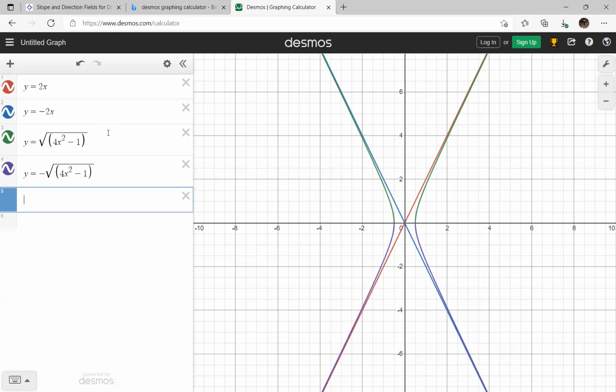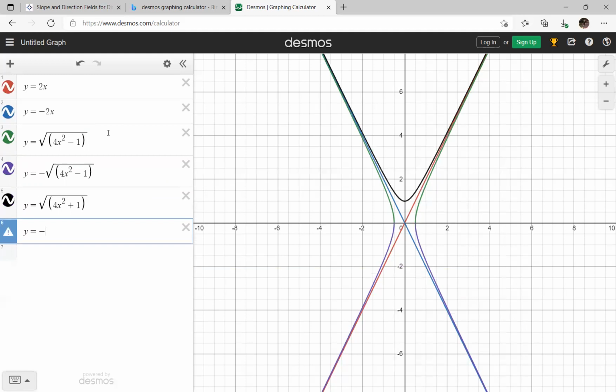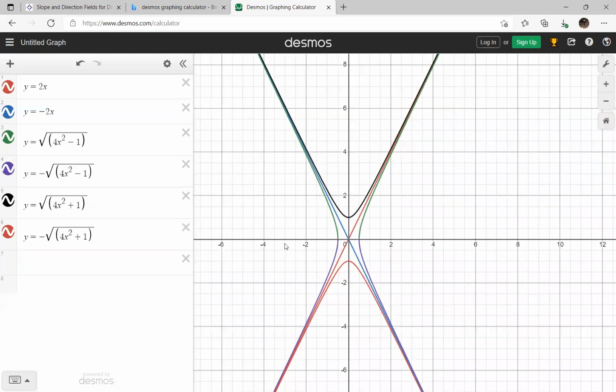You can plug in the rest of them. y equals the square root of 4x squared plus 1. y equals the negative square root of 4x squared plus 1, and the rest of the solutions. So we can visualize the family of solutions for this differential equation. This way, if you have time, plug in more values for your c, and then graph the rest of them.